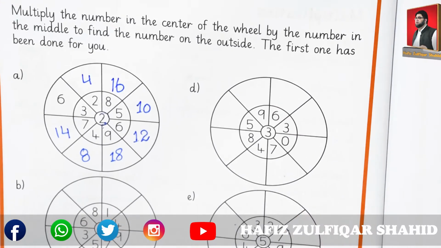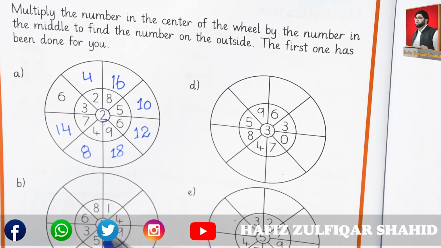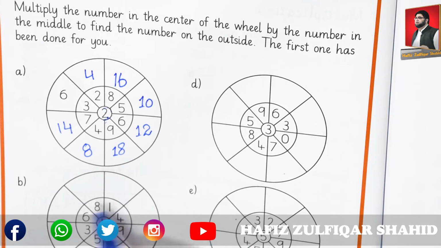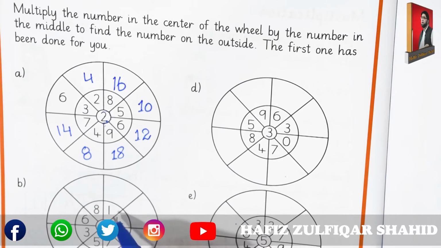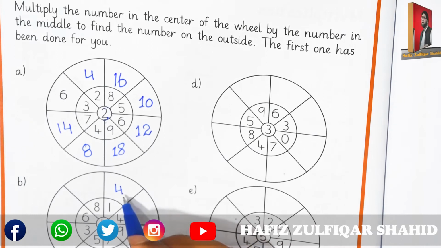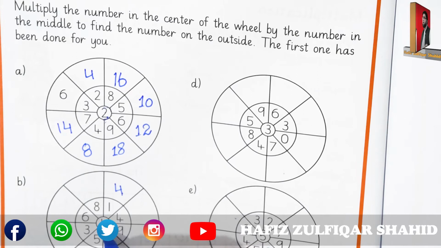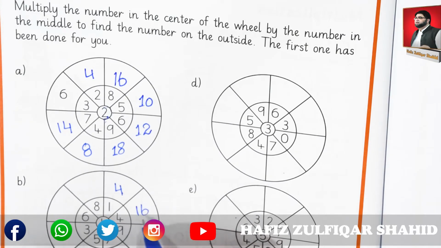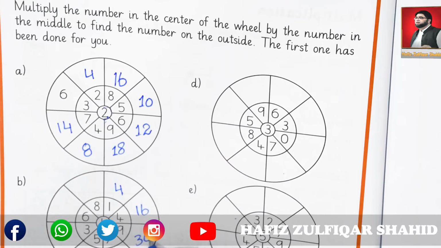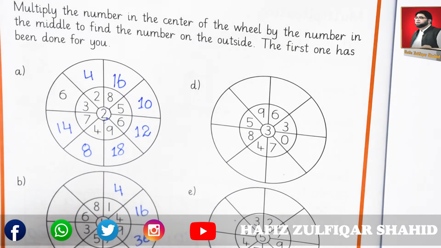Let's solve the next, B. The inner number or the center number is 4. Now we have to multiply all the middle numbers with 4. Start from 1. 4 times 1 is 4. Then you can move either side, right or left. Move in a sequence. 4 times 4 is 16. 4 times 9 is 36. 4 times 7 is 28.